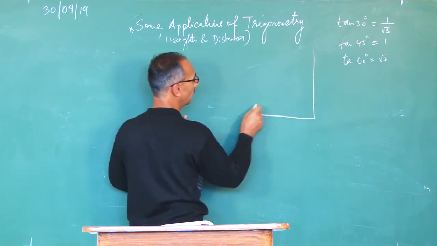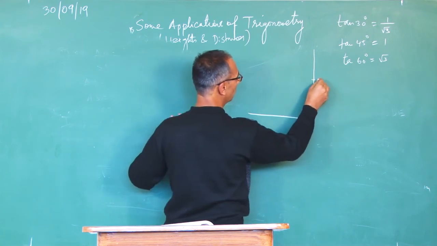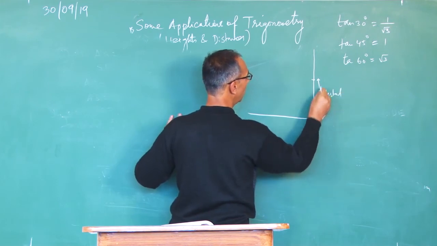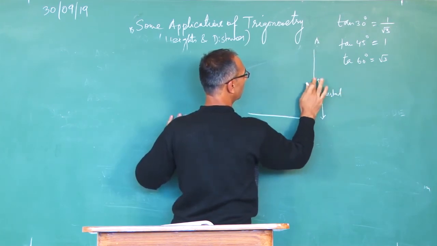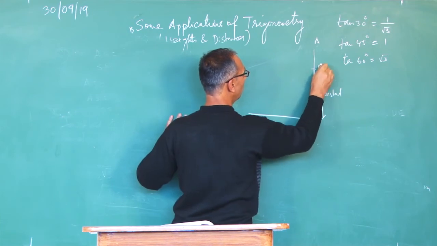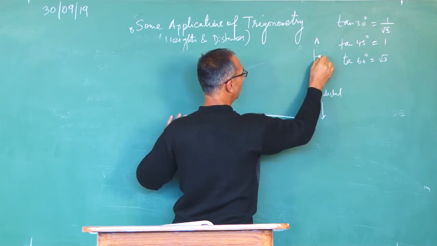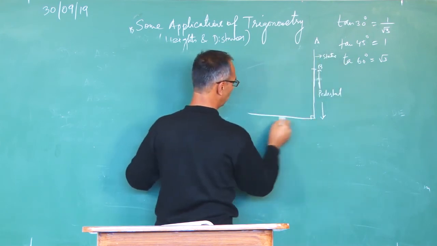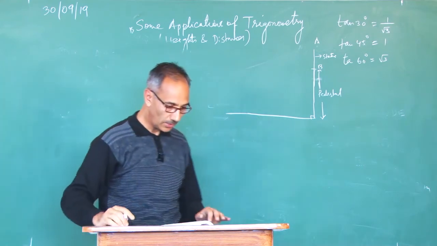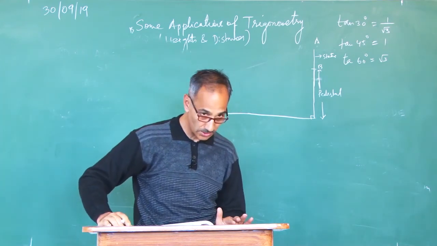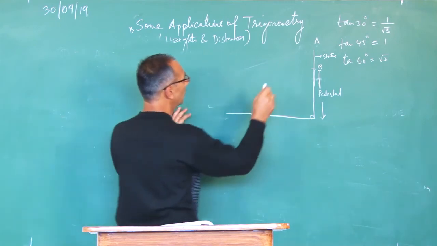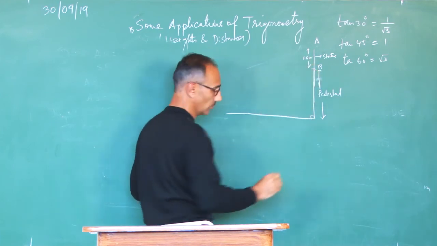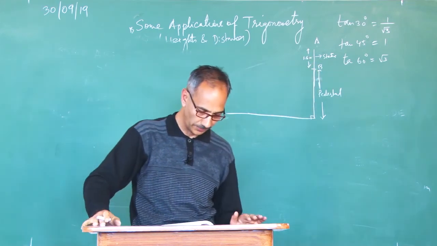Okay, let me draw it a little bit bigger. Now let me take this as the pedestal. This is pedestal, height A, B, and AB is the statue. So this is perpendicular, this is horizontal plane. Now you have a statue 1.6 meter tall. Height of the statue is already given to be 1.6 meter tall, and the statue stands on the top of a pedestal.